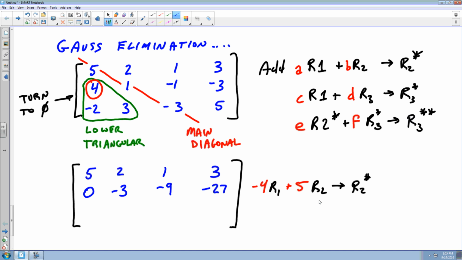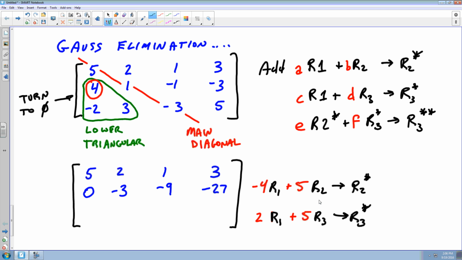Okay, so let's do the last one. How would I do a combination of row 1 and row 3 to get rid of that 0 there at the bottom of row 3, first column? I think you guys can get the idea, right? How about this? 2R1 plus 5R3, replace R3. That seems reasonable, right? So let's do it.